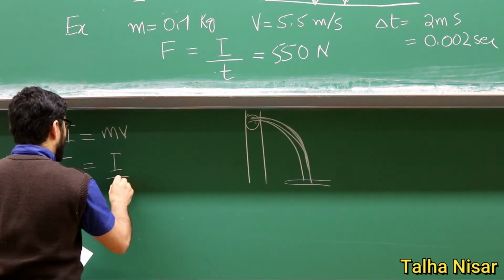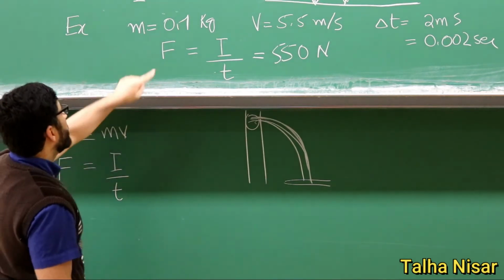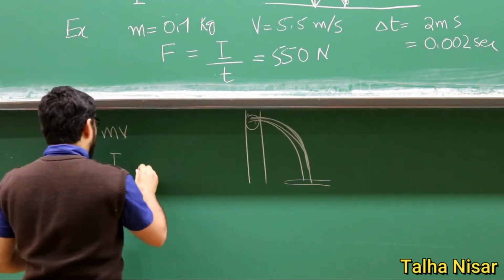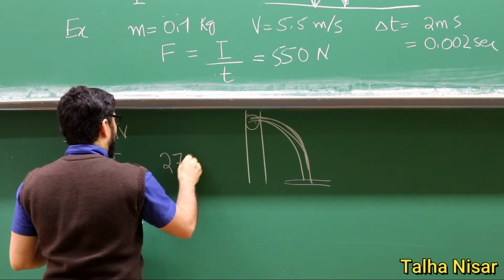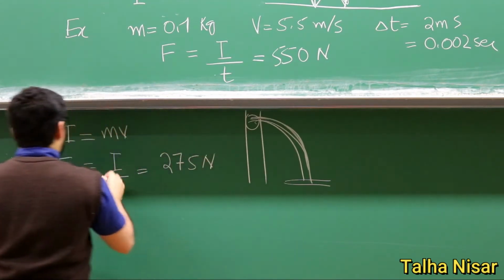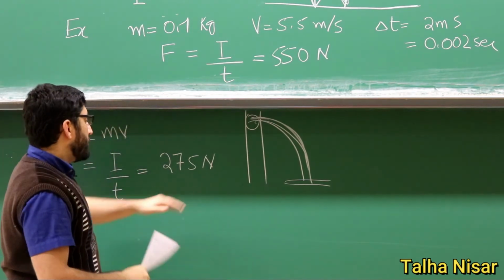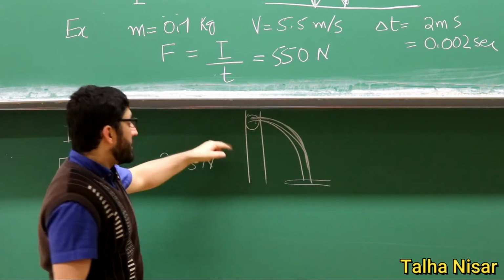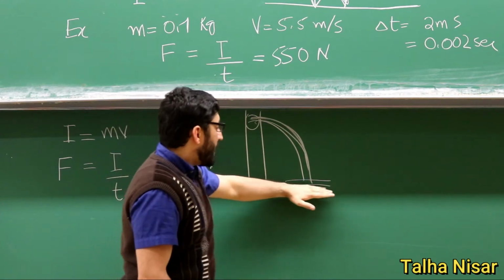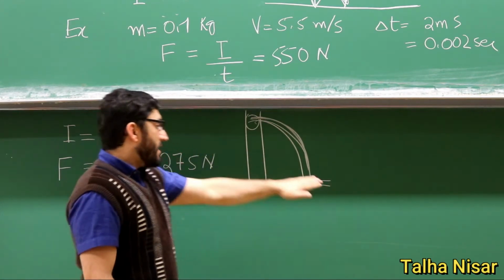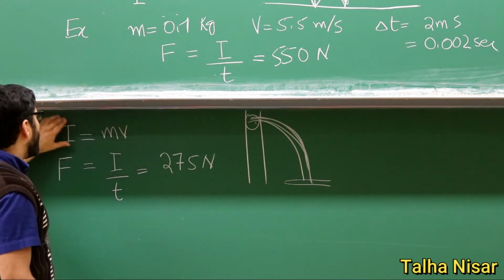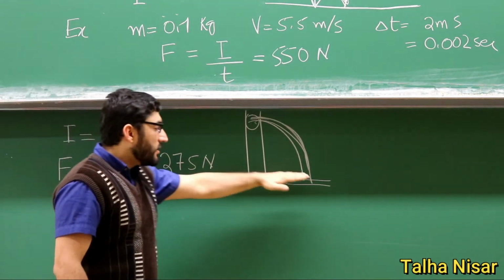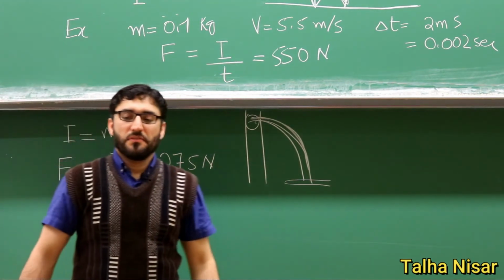So the impulse divided by time, and we have the values there. If we put these values, we will get 275 newtons. This is the force that is applied on the generator because of the change of momentum. Initially, the water has velocity, and when it hits the generator, the velocity becomes 0. The change in momentum is mv, which is the impulse, and when we calculate the force applied on the generator, it is 275 newtons.